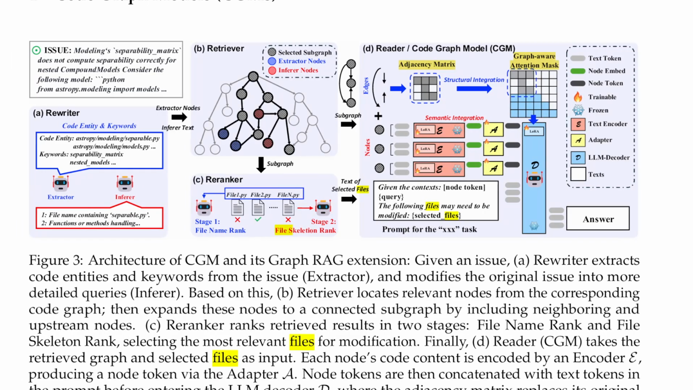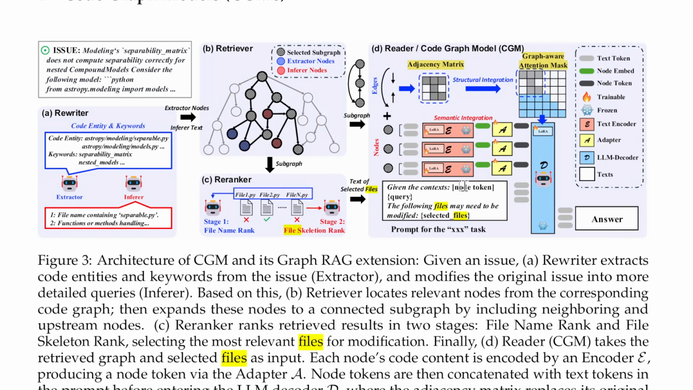Absolutely. This is where their semantic integration really shines. They don't just dump all the code text into the LLM linearly. Instead, the textual content of each graph node is transformed into special node tokens for the LLM. Node tokens. Okay. They use a pre-trained text encoder like CodeT5+ to process this code text first.